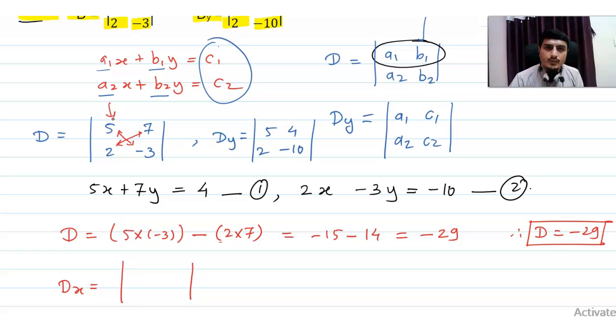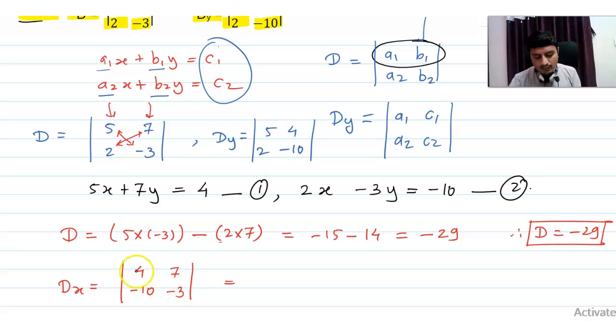of variable x from equation 1 and 2, that means 5 and 2, by the constants we have 4 and minus of 10. So that we are getting 4 minus 10, while the second column, that means the coefficients of variable y from both equation 1 and 2 remains unchanged, that means 7 and minus of 3.